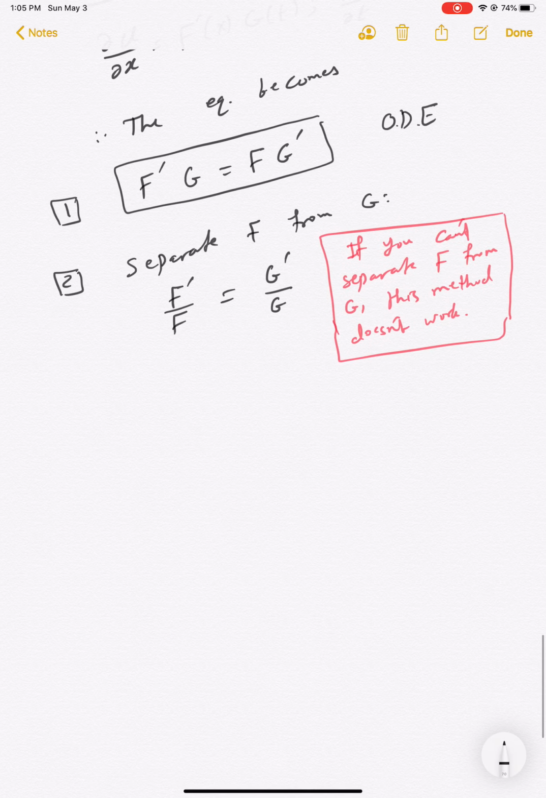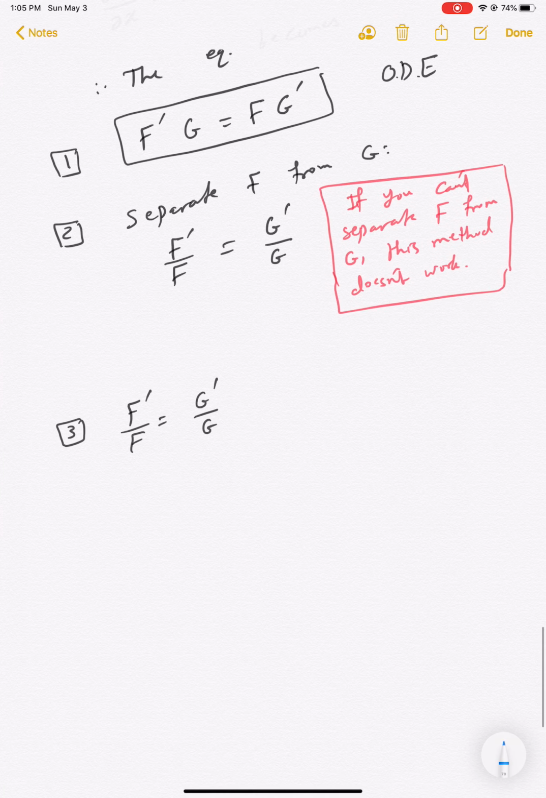But what does this mean? We have f prime over f equals g prime over g. So what's next? Remember, what we are trying to find is f and g at the same time, and once you find them, you multiply them to find u. So how do we find f and g from this step? Now the other idea here is this. If you look at the left side, the function f is a function in terms of x. If you look at the right side, the function g is a function of t.